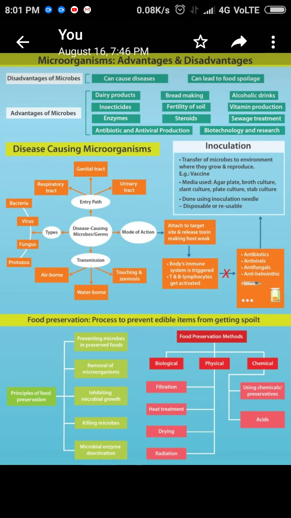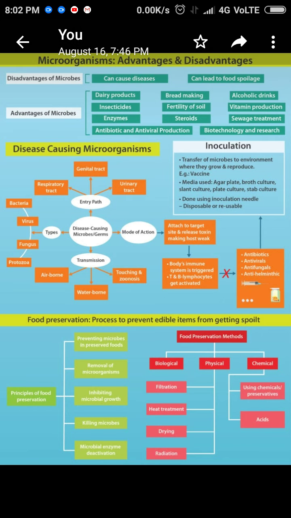We will just do a quick recap on Robert Koch postulates and spontaneous generation, and we will also discuss the microscope parts and their uses. So let's start with the microorganisms advantages and disadvantages flowchart. If you get an opportunity to write it in your exam, if you get any question regarding this, and you just draw this flow chart, you will get very good marks.